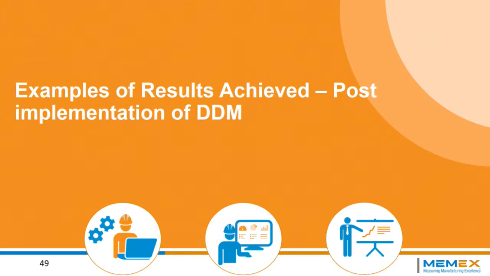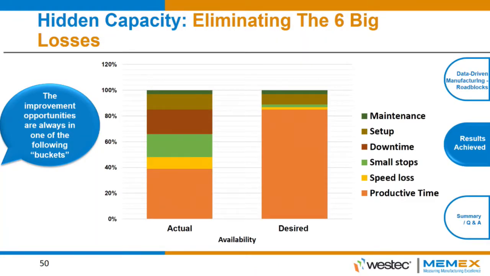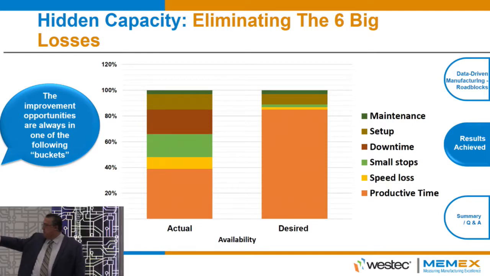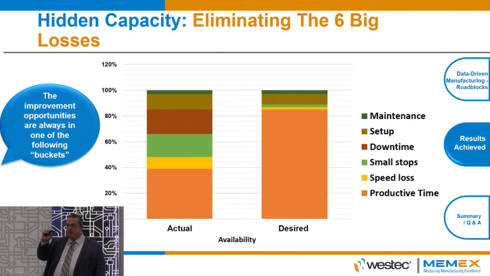So I'll briefly go through some results achieved post-implementation of data-driven manufacturing. The factory on the left is what I said, a typical factory when we start. The productive time is sub 40%, and then we have, in this case, five of the big losses represented in various percentages. But our desired state is the factory on the right. We want to have our production time above 80%. We want to have our OEE above 80%. We want to minimize all these small impacts that add up to be big numbers. And they are really small. There's no one magic bullet.